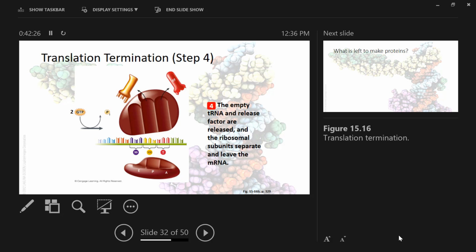The whole complex falls apart. So at the end of translation, you've got free tRNAs that can be recharged and can go again. Group 3, free ribosomes, right? You've got free small subunits and you've got free large subunits. Group 4, mRNA. You've got a free mRNA that can be translated by another ribosome. And we're actually out of components.